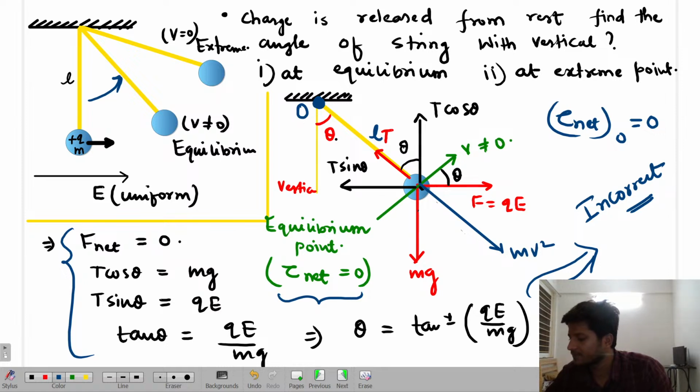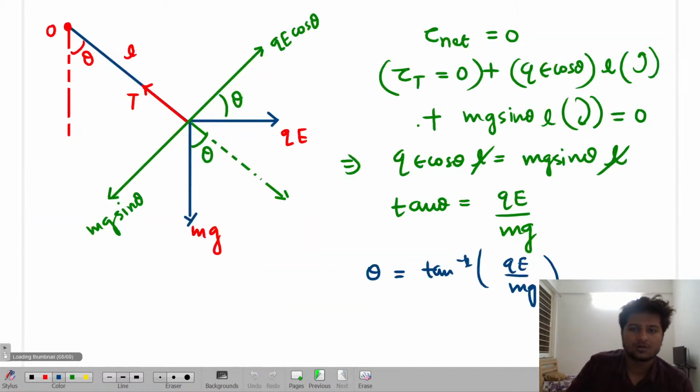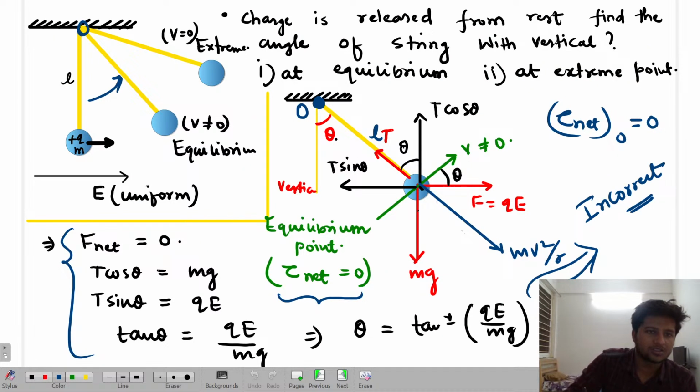Are you able to get me? Is this clear? So how are you going to find the equilibrium? Follow torque net formula. Net torque should be 0 for any kind of origin if my body is in perfect equilibrium and the body is rotating in nature.